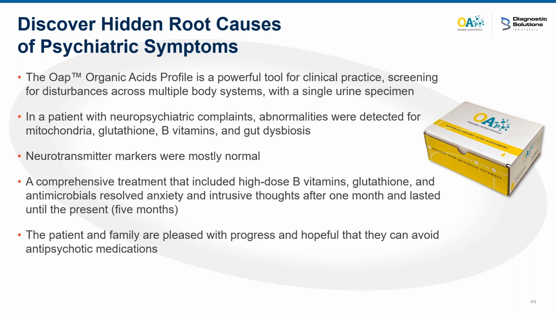So to wrap up, I really love this test for patients with psychiatric symptoms. I think it gives us a lot of useful information. This is a powerful tool for clinical practice, screening across multiple systems, and it's just a single urine specimen. In this patient, Dee, with neuropsychiatric complaints, we found issues with mitochondrial function, glutathione, B vitamins, and gut dysbiosis. Her neurotransmitters, surprisingly, were normal for the most part.